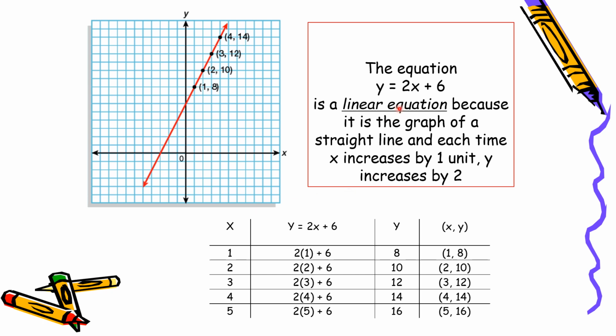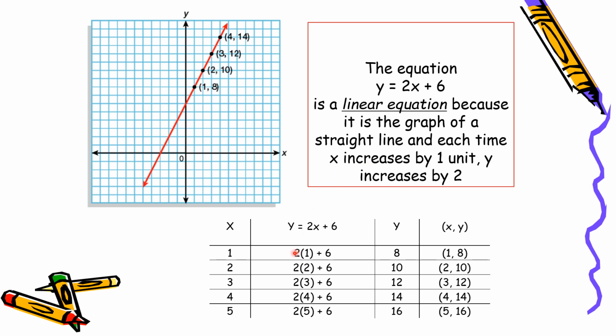The equation y equals 2x plus 6 is a linear equation because its graph is a straight line, and each time x increases by 1 unit, y increases by 2 units. This is what we call a table of values. Given the x values, we solve for y.